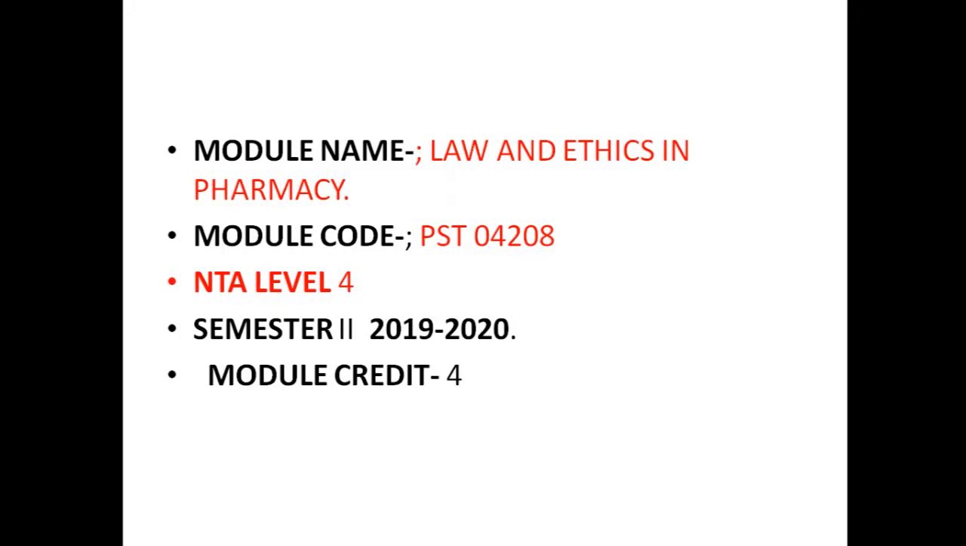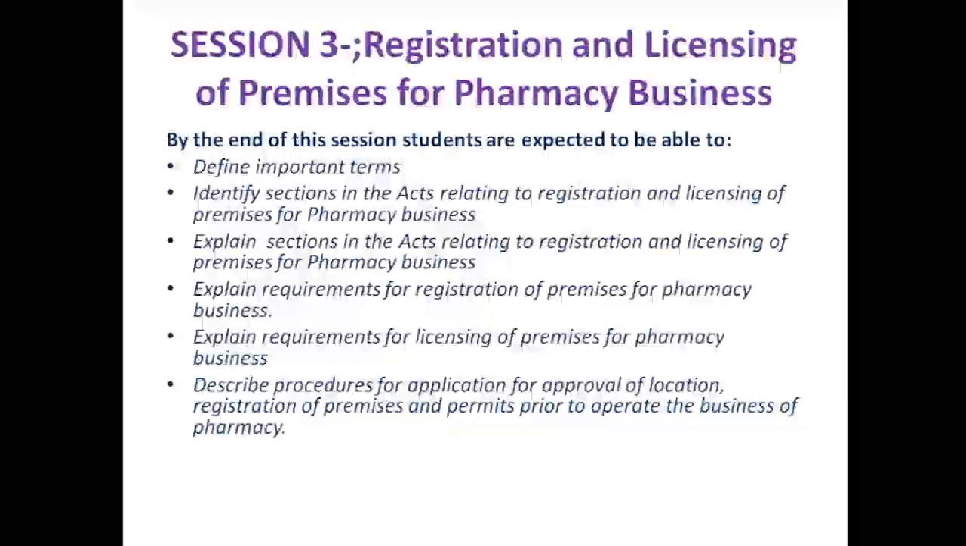Module code is PST04208, NTA level 4, semester 2, 2019-2020. Module credit is 4. Let us continue, and this is session number 3: registration and licensing of premises for pharmacy business.